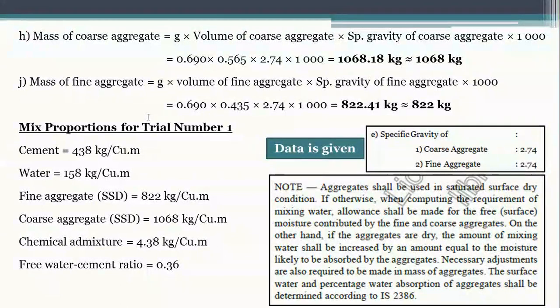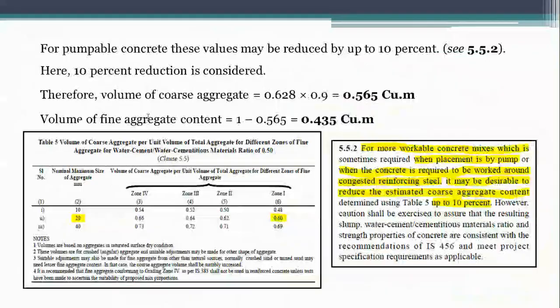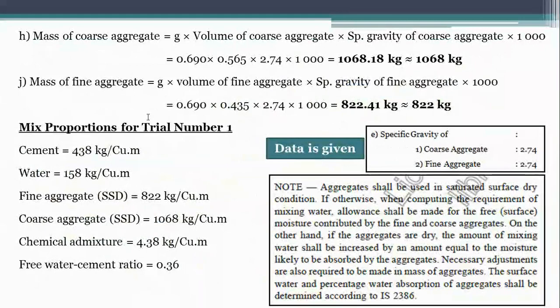Next, similarly, the mass of fine aggregate is equal to the total volume of aggregate 0.690 into the volume of fine aggregate, 0.435, into 2.74, the specific gravity of fine aggregate, into 1000. You will get 822.41 kg, approximately 822. So the mix proportion for trial number 1 is: cement 438 kg per meter cube, water 158 kg per meter cube, fine aggregate 822, coarse aggregate 1068, and chemical admixture 4.38 kg per meter cube.